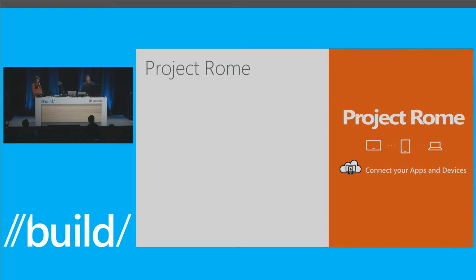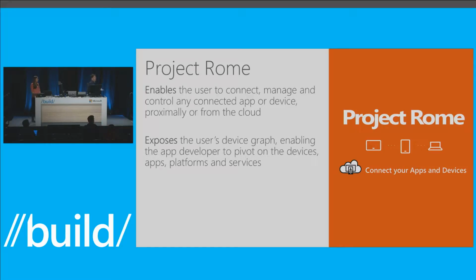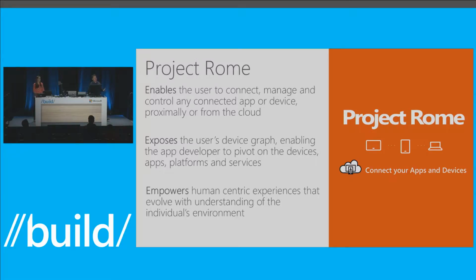So what we've done with Project Roam is we took this to heart and took a collection of features and brought them all together under one roof. Our goal is to enable users and developers to connect and manage all of their devices, either proximally or through the cloud, all the devices that they use every day, and have them be connected and reachable via apps. And we expose to the developer the user's device graph, and allow the developer to select which devices they want to talk to, and pivot across devices and platforms and services. What we're hoping this does is enable you as an app developer to build really rich experiences that are, we say, human-centric, in that they span across devices and are tied to the task that the user wants to do.